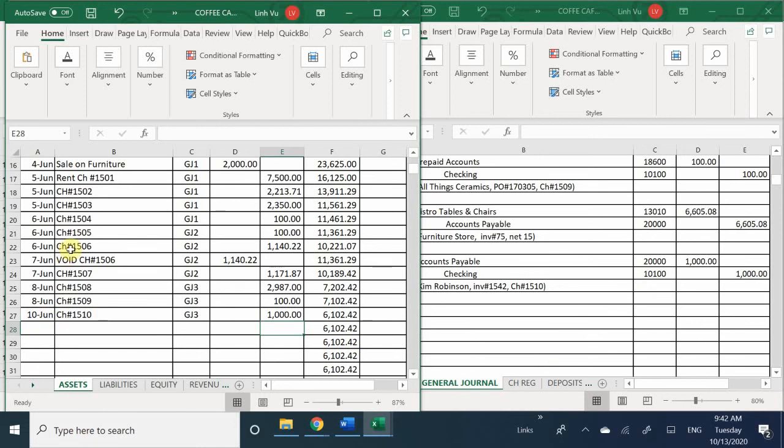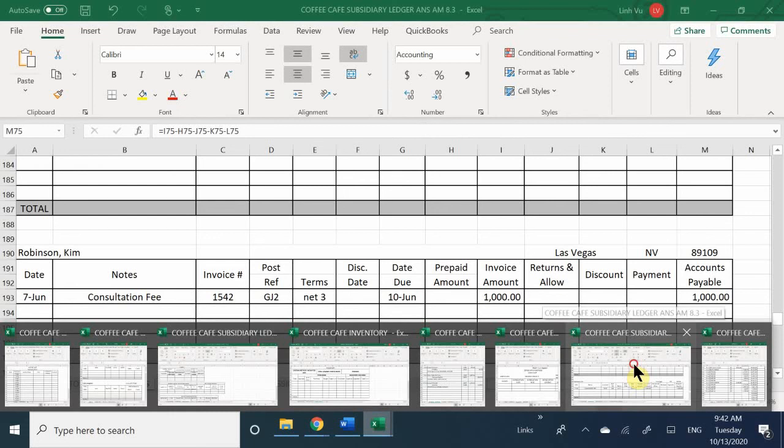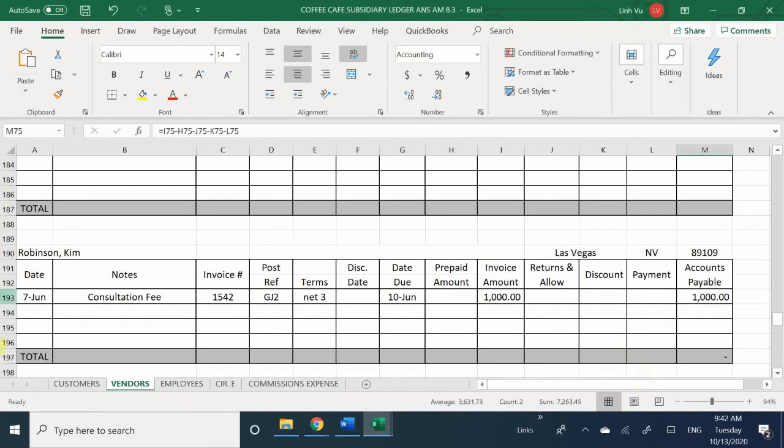All right? Now that we've updated our ledger, our next thing we have to do is go to our subsidiary. So here we've already looked up Miss Kim Robinson. Now there are 2 ways you can go about this. Okay, I'm gonna show you. I'm gonna be using the second way.